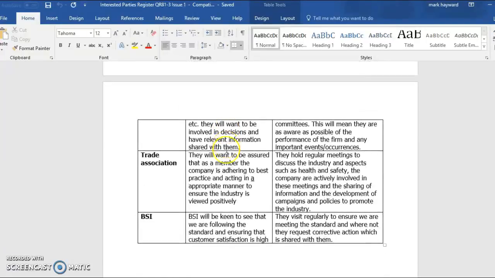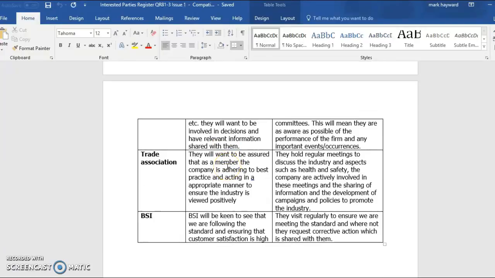And then for us, we've got trade associations. They're going to know that you're meeting the standards of any rules or regulations that are within the industry. You represent the industry to a good standard. And then we've got BSI, who are our auditors for 9001. And they're going to want to know that we're meeting the standard and ensuring the satisfaction is high.